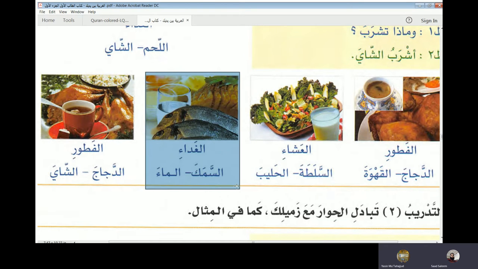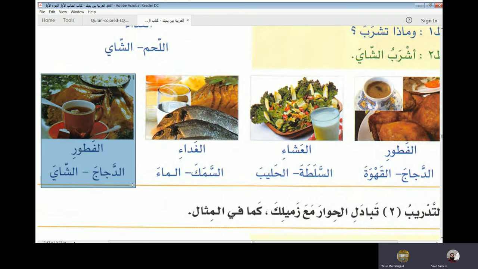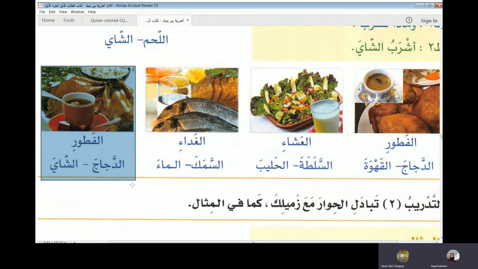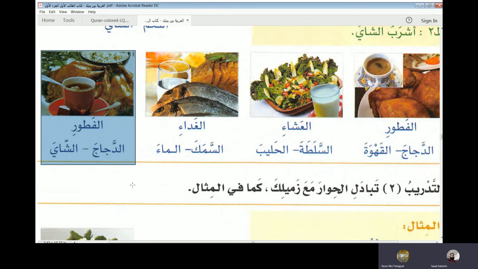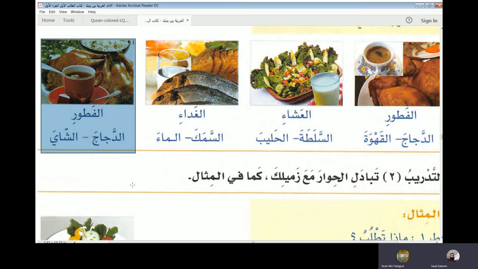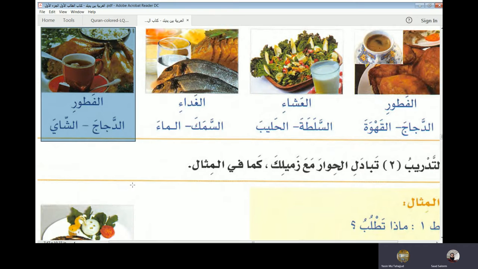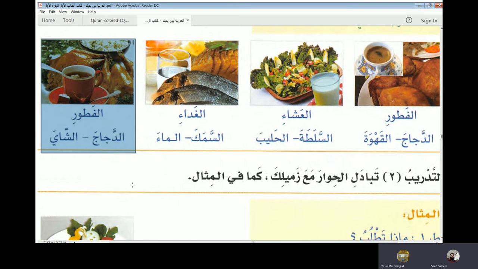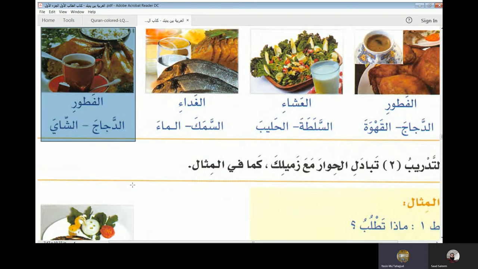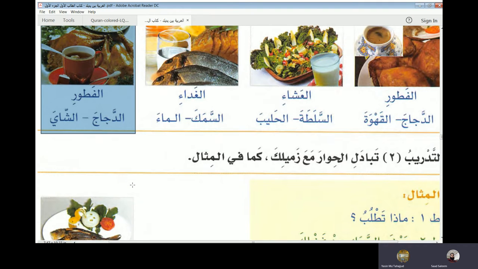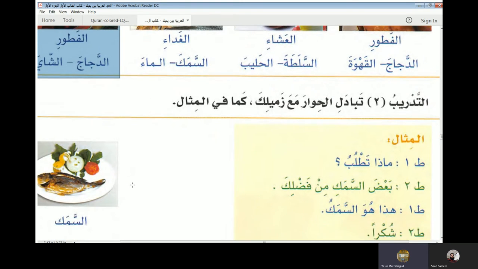ماذا تأكل في الغداء؟ آكل السمكة. وماذا تشرب؟ أشرب الماء. ماذا تأكل في الفطور؟ آكل الدجاج. ماذا تشرب؟ أشرب الشاي. I drink tea.